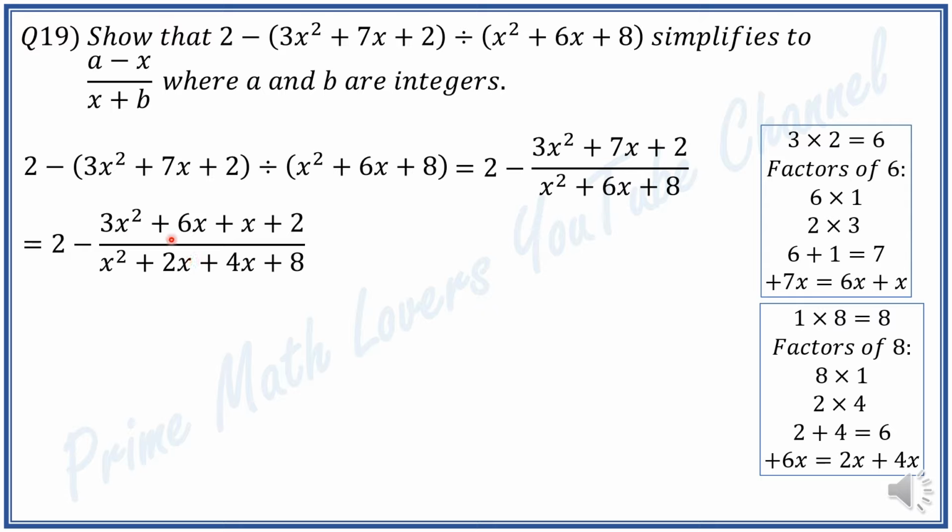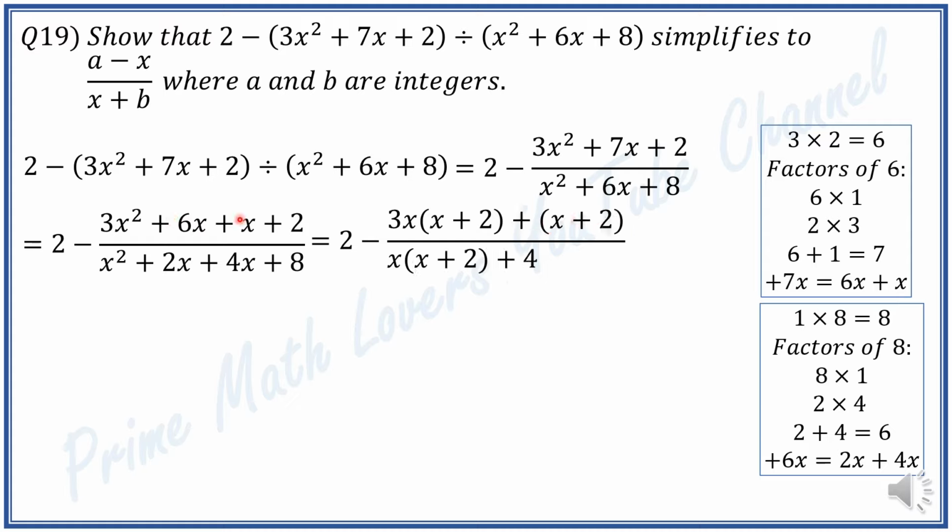Greatest common factor of this pair is 3x. So I factor out 3x times (x plus 2), and the greatest common factor of this pair is 1. So plus (x plus 2). I do the same for the denominator. So between these, x squared plus 2x, x is the greatest common factor. I factor out x, it will be x times (x plus 2). And between these two terms, I factor out 4, it will be 4 times (x plus 2).